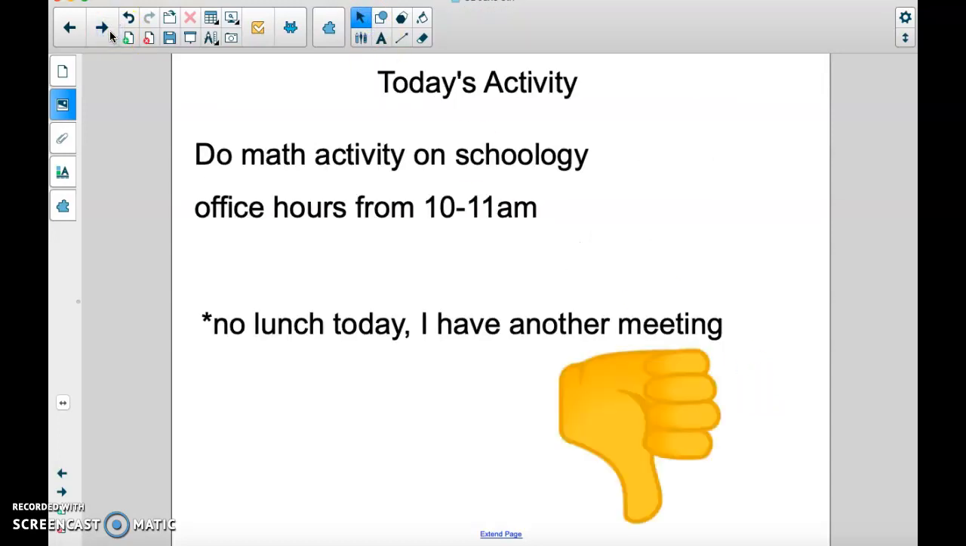So today's activities. There's a math activity on Schoology, just a little more practice to get us really efficient with dividing decimals. Office hours are from 10 to 11 today, and unfortunately in my homeroom there is no lunch today because I have a meeting that starts right at 12. So I apologize about that.